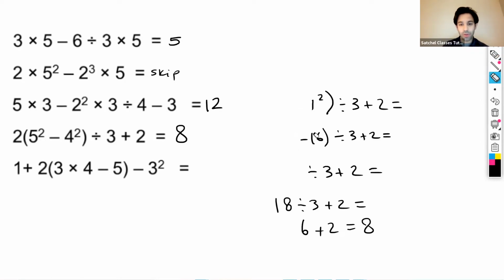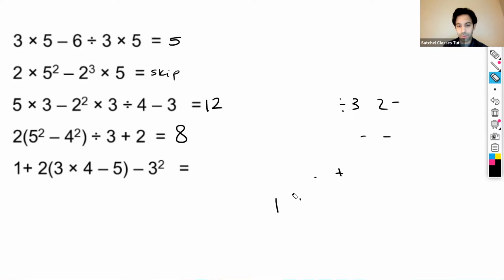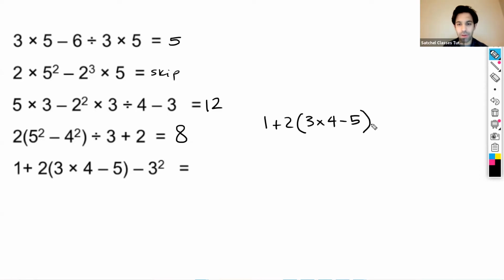And if we do the last problem, so if I write it out, what we'll have is 1 plus 2, and then in brackets we'll have 3 times 4 minus 5, and then minus 3 squared. So let's first start with, I suppose we can start with the brackets here. So we would get 1 plus 2. In the brackets, we'll have 3 times 4, which is 12. 12 minus 5 is 7. Minus 3 squared becomes 9.